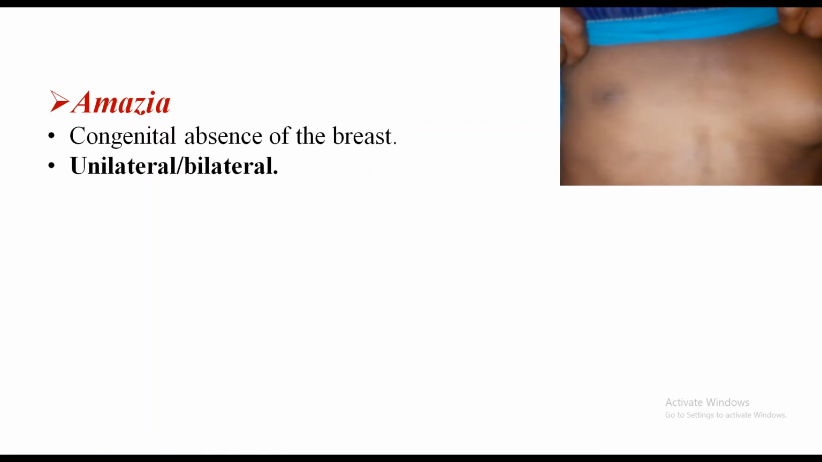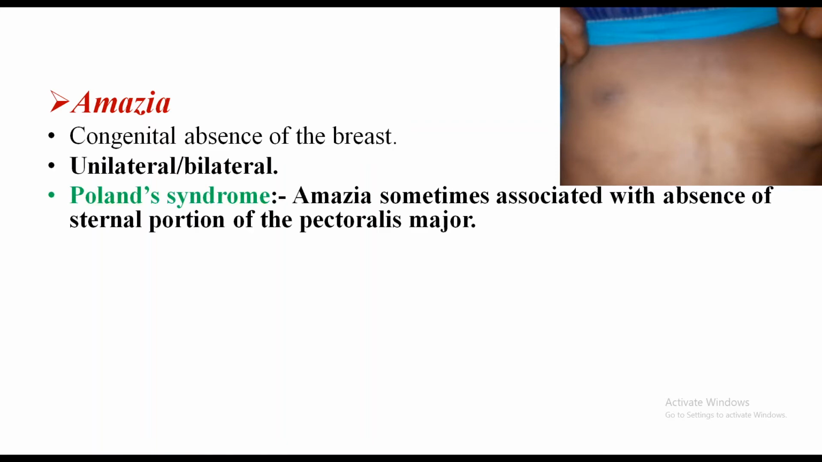There is a term called amastia. This is the normally developed breast of the left side. In the same patient, there is no development of the breast. Congenital absence of the breast is called amastia. It may be unilateral or bilateral. There is a syndrome called Poland syndrome. It is amastia associated with absence of the sternal portion of pectoralis major. It is called Poland syndrome. It is more common in males.